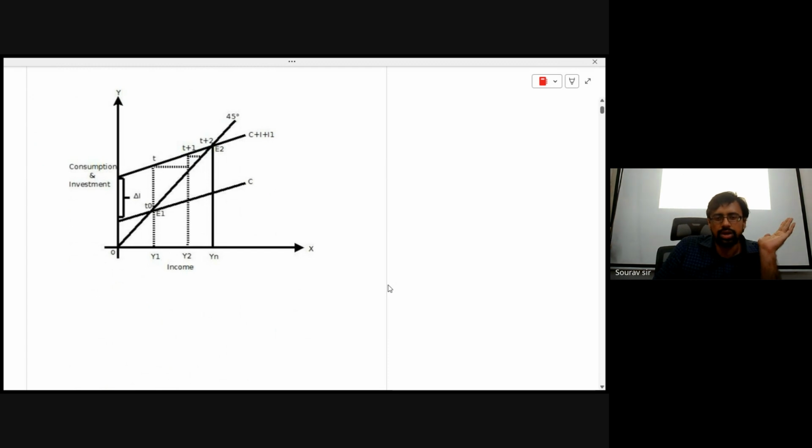Tension adjustment. So what did Keynes say? So this is the consumption here. Okay, basic consumption. What is T, T plus 1? What is all this? So he was the first one to introduce the time frame. Okay, and this is the adjustment mechanism. This is how the adjustment is coming. So whenever consumption function, what is the C plus I?